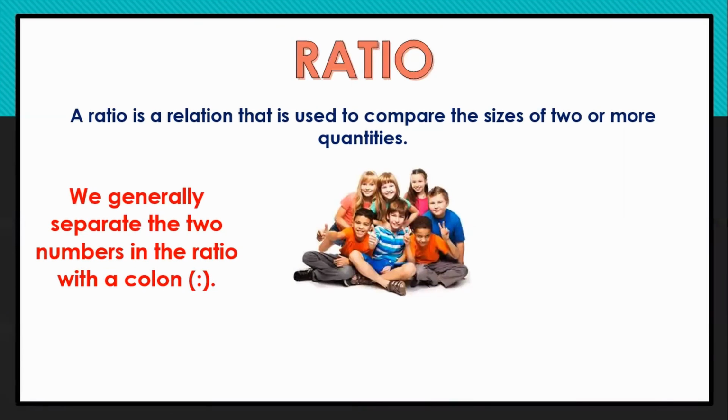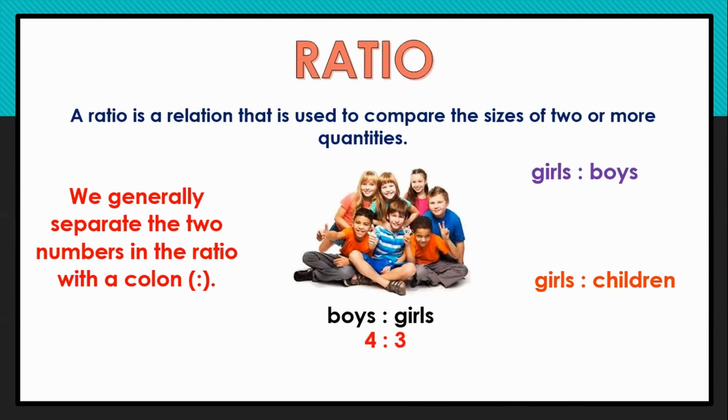In this picture, there are 4 boys, 3 girls, and together I have 7 children. So we are going to find the ratio of boys to girls, girls to boys, and girls to children. What is the ratio of boys to girls? In this picture, I have 4 boys and 3 girls. So the ratio of boys to girls would be 4 to 3.